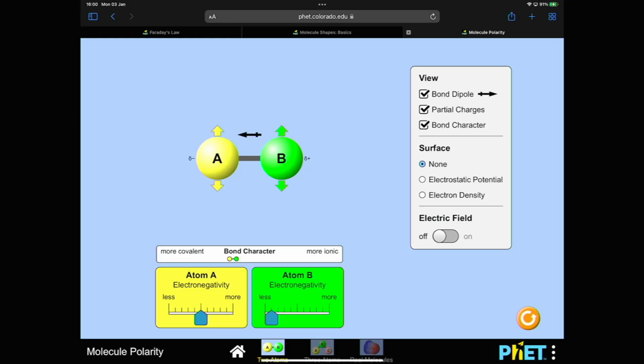Let's have a look at the bond quality. Can you see there? It is stronger, it's more ionic, or it is more covalent. Can you see? You can play with this and try every one of these.